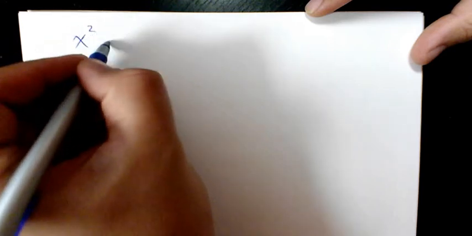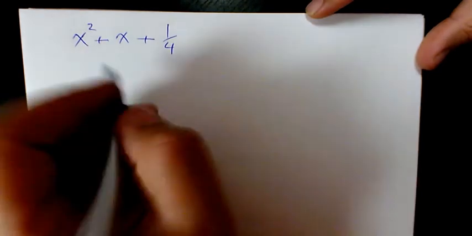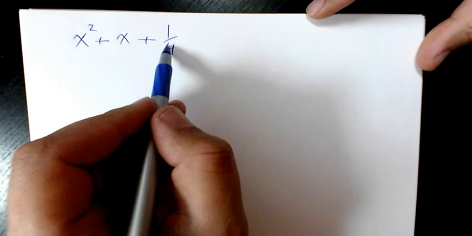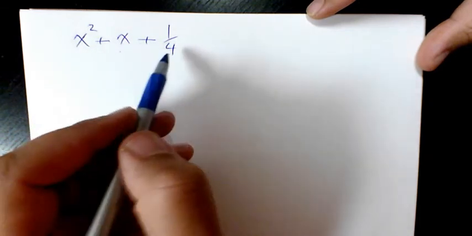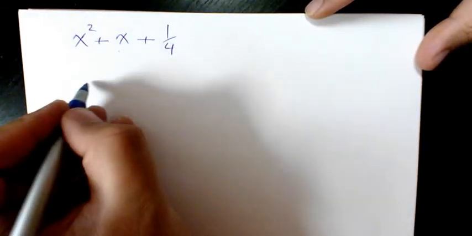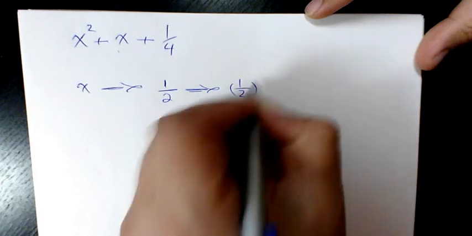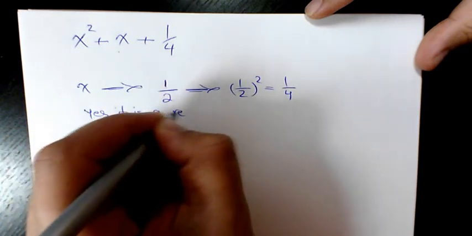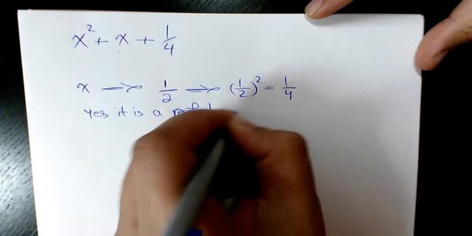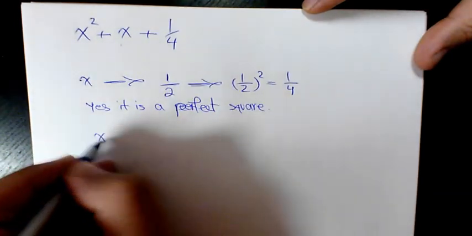Next example. x squared plus x plus 1 over 4. How do you factor that? Looking for two numbers that multiply to 1 over 4 and add to 1. We can either factor it, or without factoring, let me figure out if it's a perfect square or not. The coefficient of x is 1. 1 divided by 2, then we make it squared, is going to be 1 over 4. Yes, it is a perfect square. And the coefficient divided by 2 is going to provide us the second number. So it is going to be x plus 1 over 2 to the power of 2.